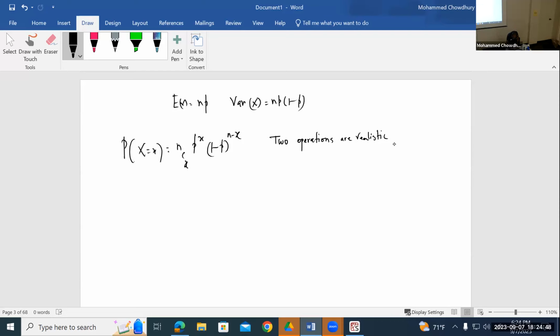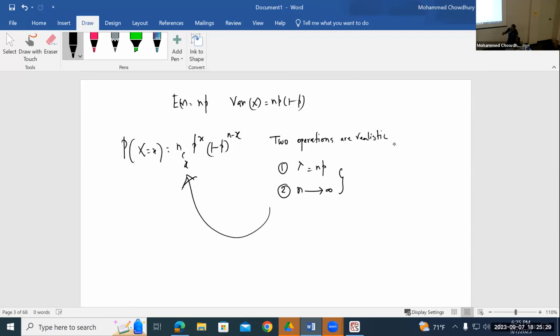What are these? Number one, we consider lambda equal to np. Are you seeing np equal to what? np is the mean of the binomial distribution. So I am assuming lambda is a thing that is equal to np. And then number two, I want to consider n goes to infinity. Under these two assumptions or two realistic mathematical operations, if we apply them over there, then we will end up with a Poisson distribution.